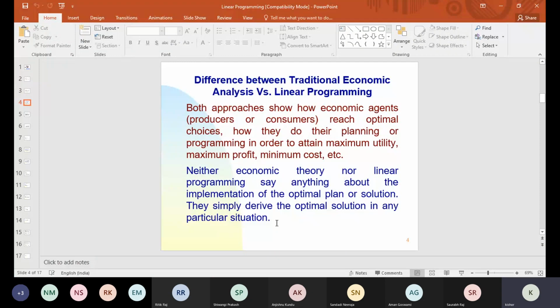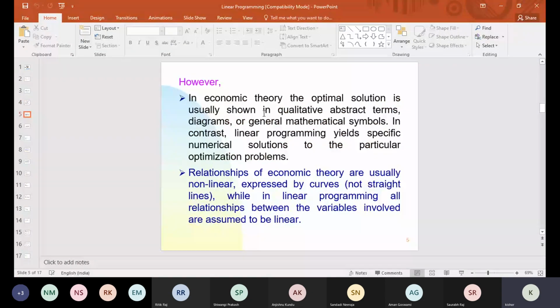However, in economic theory, the optimal solution is usually shown in qualitative abstract terms, diagrams, or general mathematical symbols. But in linear programming, as the name says, it yields a specific numerical solution to the particular optimization problem. Relationships in economic theory are usually non-linear, expressed by curves, while in linear programming, it is linear. But please remember, we are discussing linear programming, because of that we are assuming that it is linear. If we discuss non-linear programming, that is another day. Then this second difference will not be that much valid.